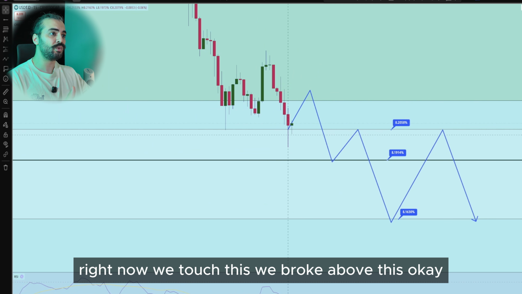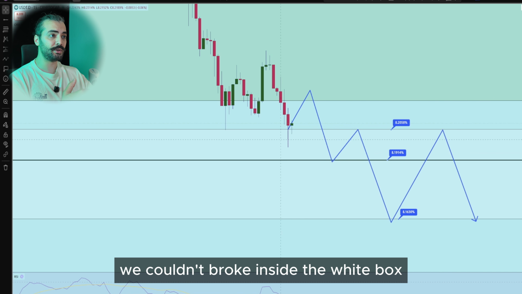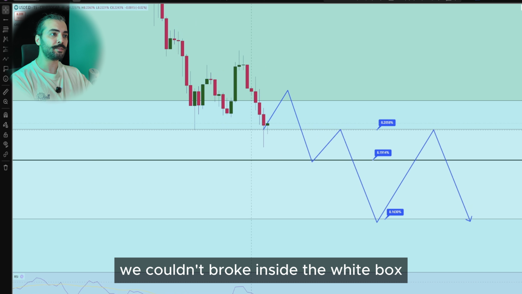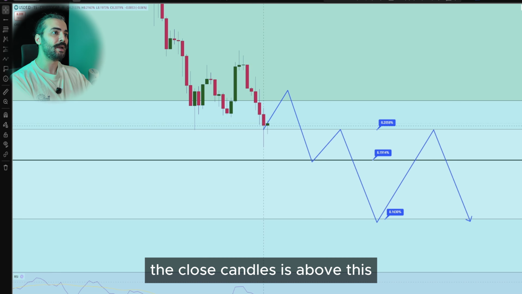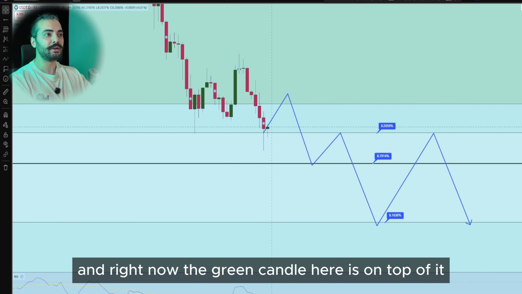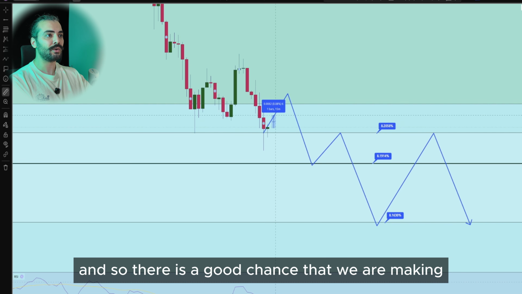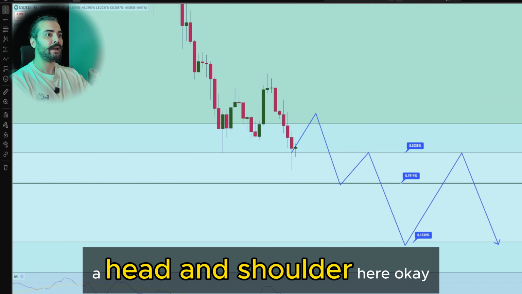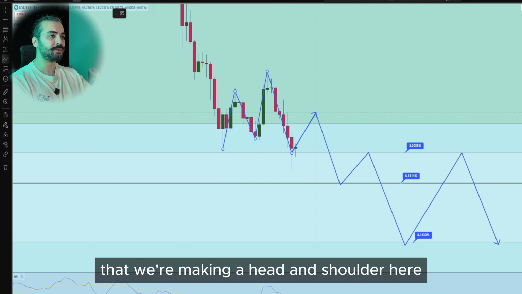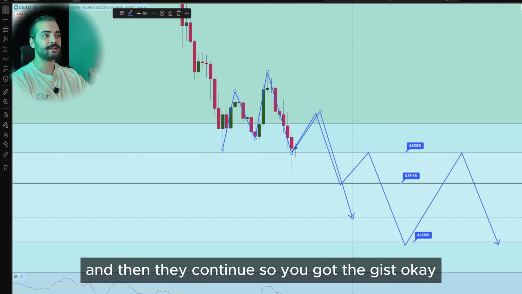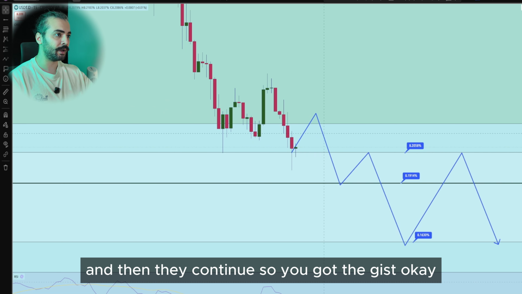Right now we touched this, we broke above this, okay? So we couldn't break below this. We couldn't break inside the white box. As you can see, this one, the closed candle is above this. And right now the green candle here is on top of it. So there is a good chance that we are making a head and shoulders here, and then they continue. So you got the gist, okay?